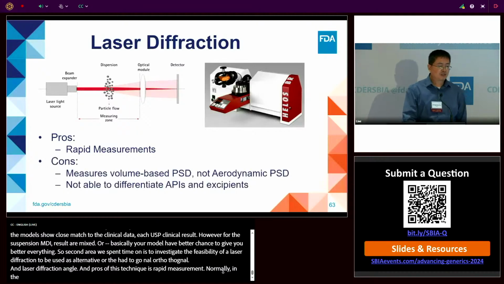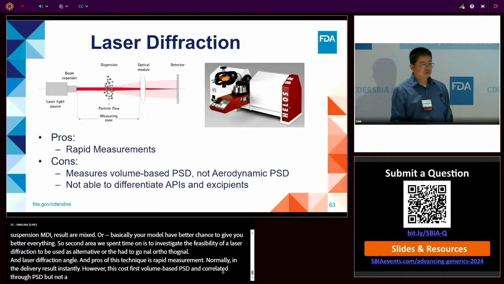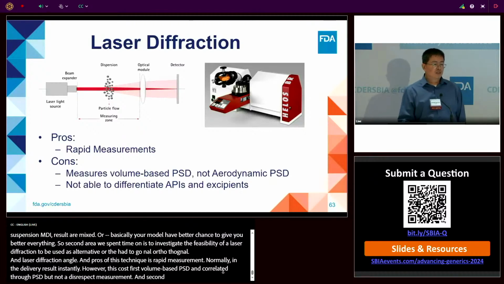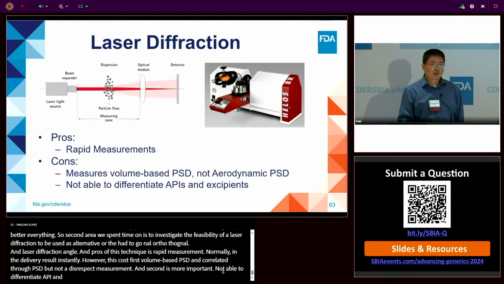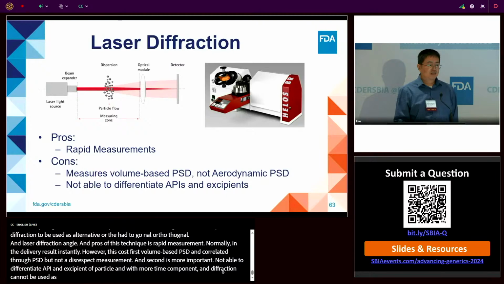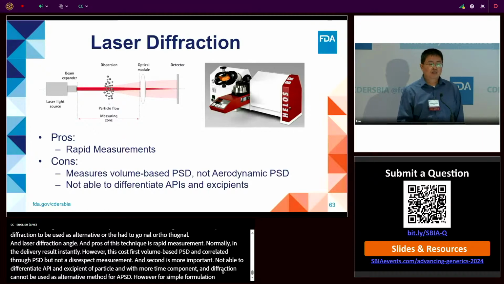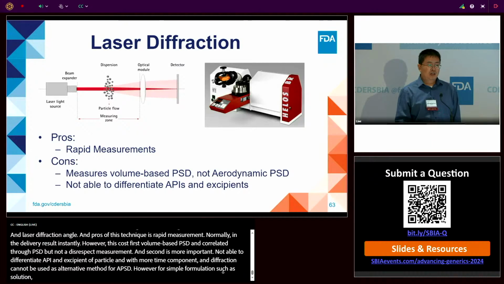However, there are cons. First, laser diffraction measures volume-based PSD. Although it can be correlated to APSD, it's still not a direct measurement. Second, which is more important, laser diffraction is not able to differentiate API and excipient particles. Therefore, for complex drug formulations with multiple components, laser diffraction cannot be used as an alternative method for APSD. However, for some simple formulations such as solutions or dry powders with only API present, laser diffraction has a very good chance to be an alternative APSD method.